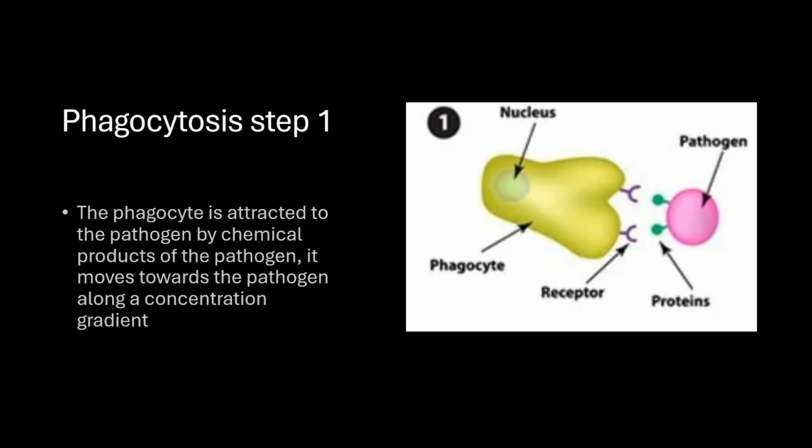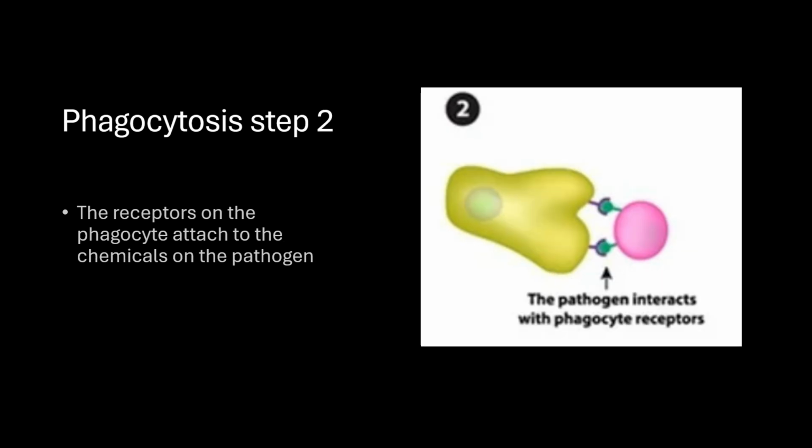Now, what the phagocyte is going to do is attach to the receptors on the pathogen, yeah. So the receptors on the phagocyte attach to the chemicals on the pathogen, so the antigen effectively. So it attaches to those. The pathogen is obviously anything that can cause destruction, like bacteria, virus, whatever.